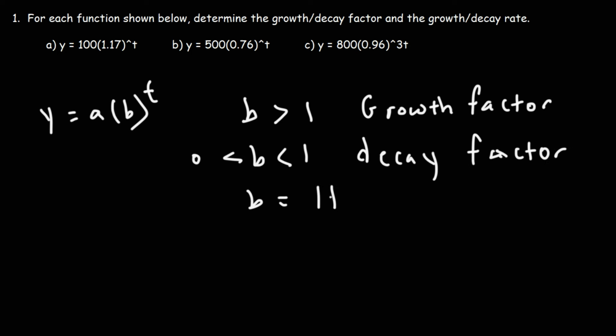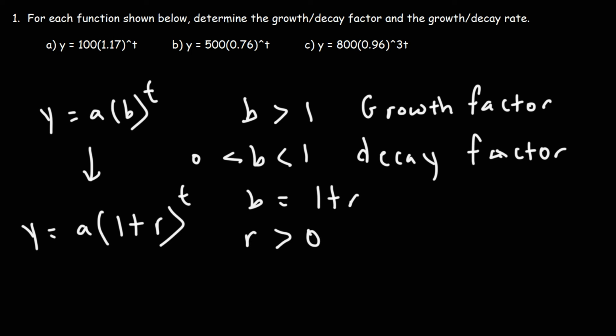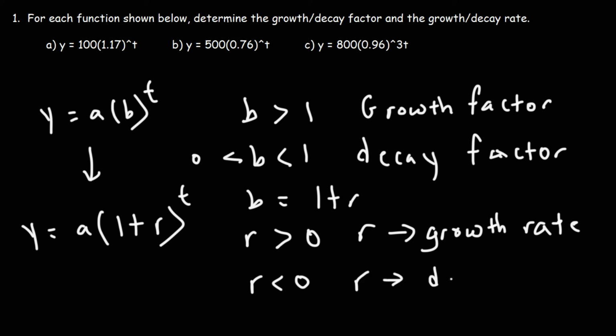Now, b is equal to 1 plus r. So we can rewrite this equation like this. We can say that y is equal to a times 1 plus r raised to the t. Now, when r is greater than 0, we have exponential growth. And so r is going to represent not the growth factor, but the growth rate. So it's the rate of growth, or in other words, the rate of increase. If r is less than 0, b is going to be less than 1, and so we're going to have exponential decay. In that case, r is going to represent the decay rate, or the rate of decrease.